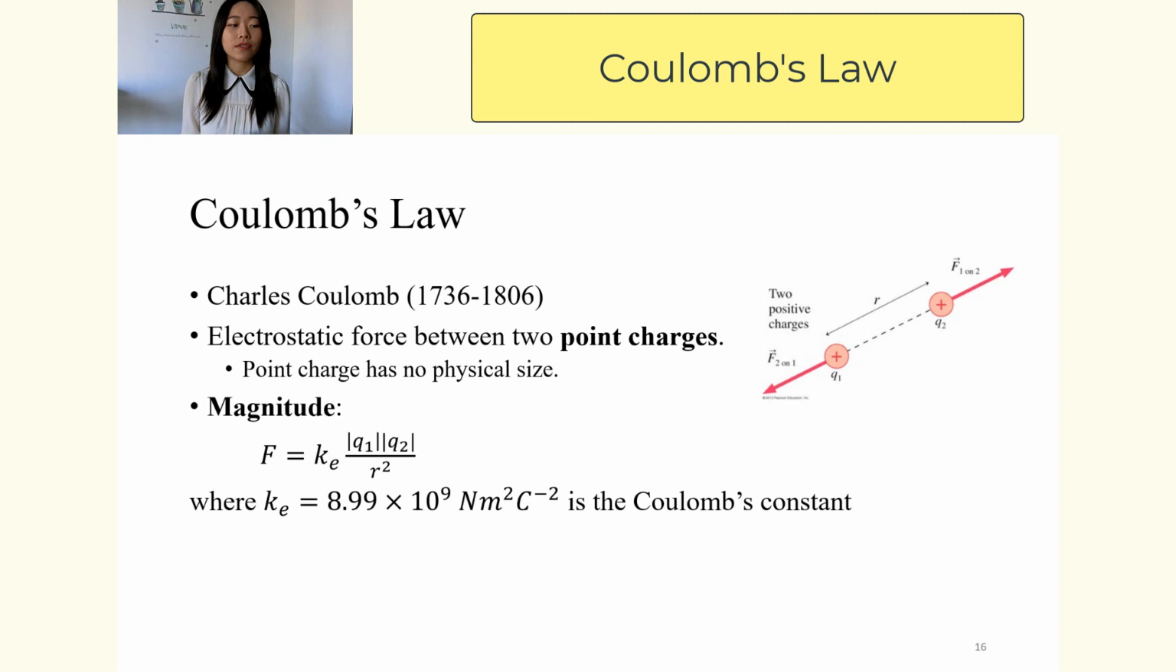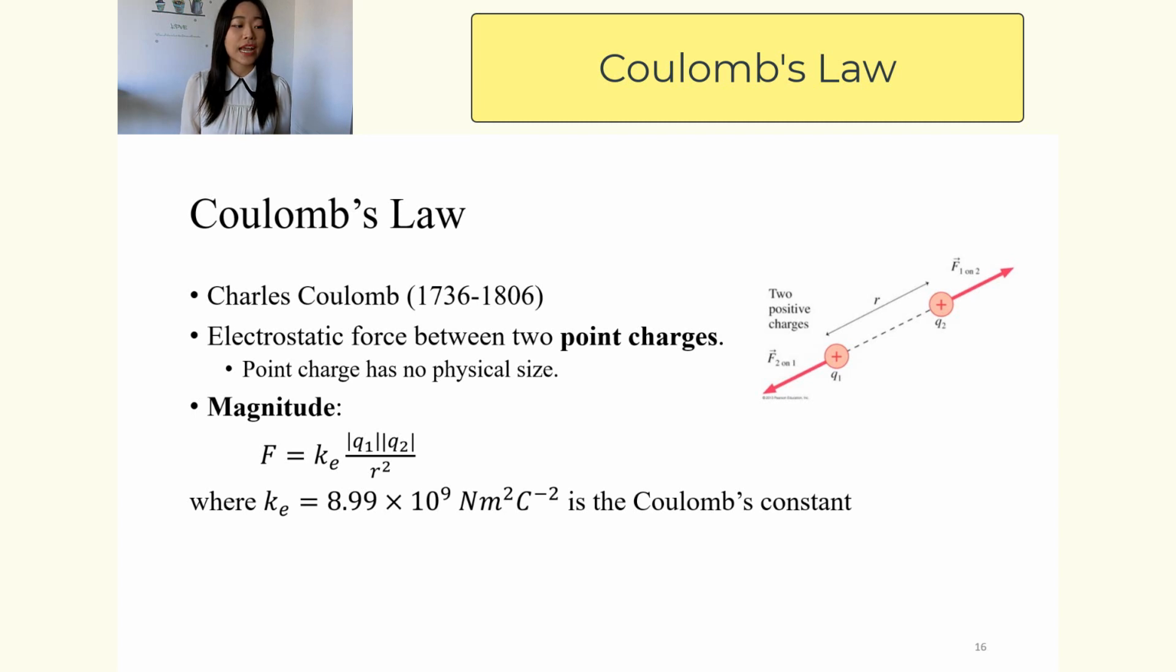The magnitude of the force between 2 point charges is a constant times the product of the magnitudes of the charges of the 2 point charges, divided by the distance between the 2 point charges squared. The constant is the Coulomb's constant.